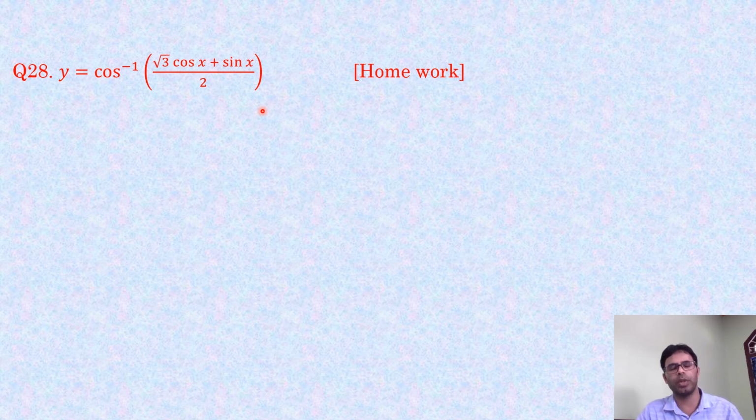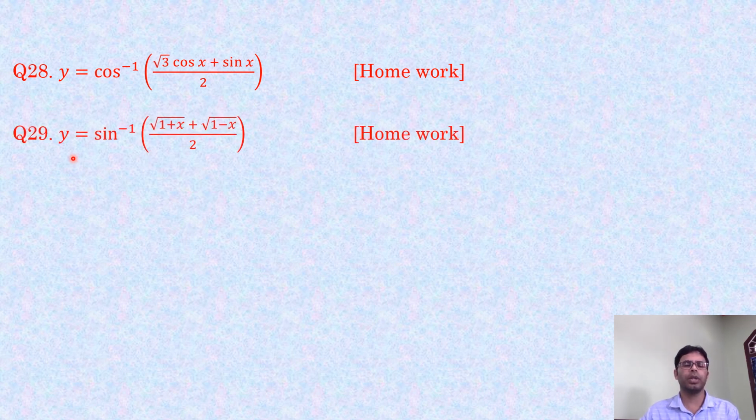And then cos and cos will cancel out. The differentiation of x minus pi by 6 is simply 1. Or you may also use the previous method, by taking root 3 equal to r cos and 1 equal to r sin. In both cases you will get the same answer. So this question is homework for you.